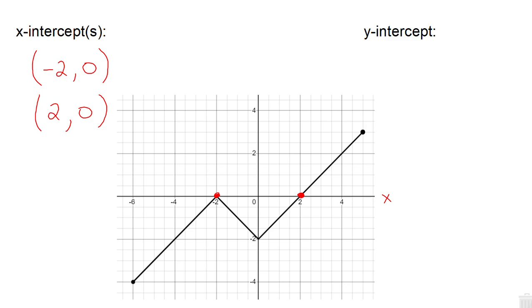For our y-intercept, which we'll only have one of when we're dealing with a function, looks like we cross through at -2. So we need to remember that the x value is 0 and the y value will just be -2.